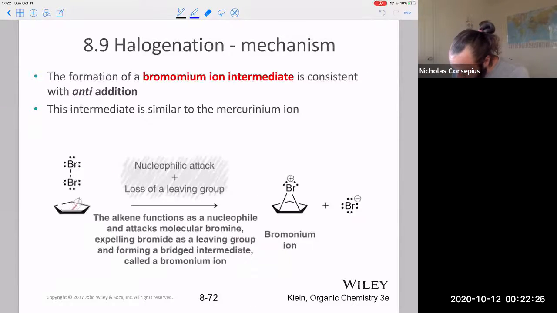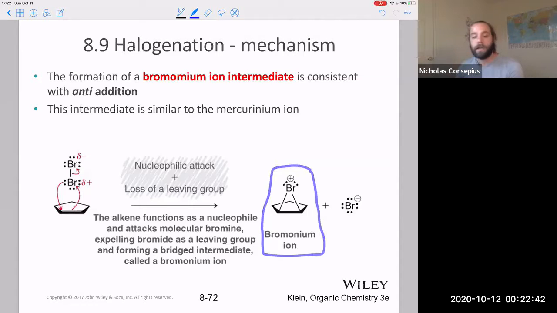So again, the double bond reaches out, grabs that partially positive bromine, and kicks off the bromide leaving group. But actually what happens is that this comes down and forms another bond that gives us a cyclic bromonium ion intermediate. All right, bromonium ion. Most importantly, though, it's another cyclic intermediate. We saw this again with the oxymercuration reactions.